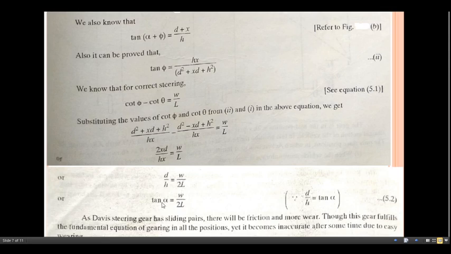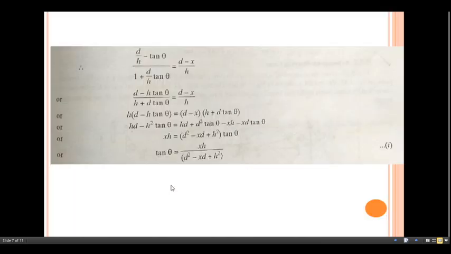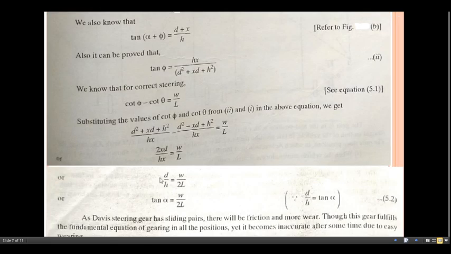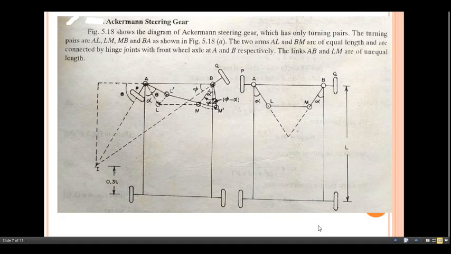Now, what is the meaning of this d by h? If you look at this small triangle, d by h is nothing but tan of alpha. So from this you can write d by h equals w divided by 2L. As the steering gear has sliding pairs, there will be friction and more wear. Though this gear fulfills the fundamental equation of gearing in all positions, it becomes inaccurate after some time due to easy wearing. Let us discuss the Ackermann steering gear.